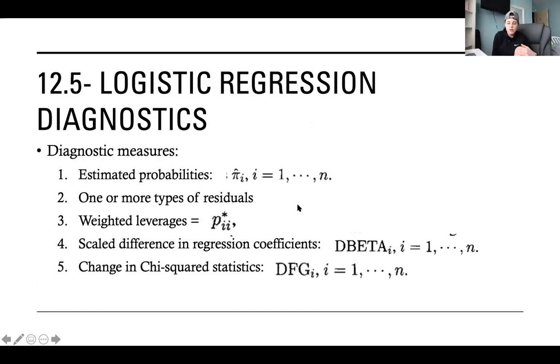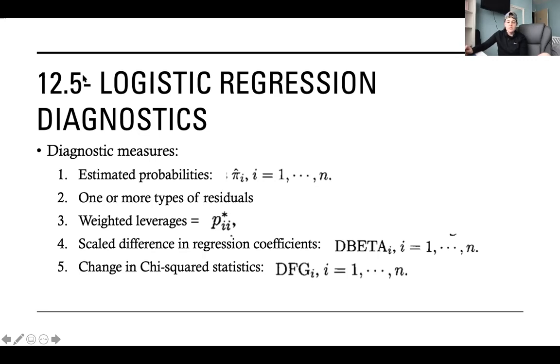Right, so section 12.5 is going to discuss logistic regression diagnostics. After fitting a logistic regression model, we can examine for outliers, high leverage points, influential observations, and other differences within the models. Regression packages with a logistic regression option give various diagnostic measures, and some of those are included right here on the screen.